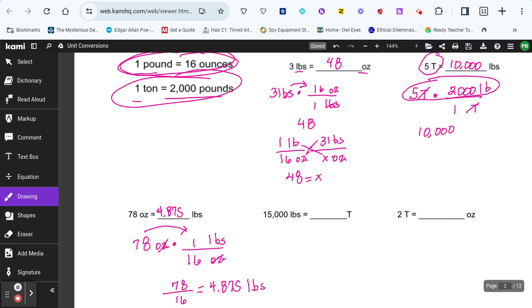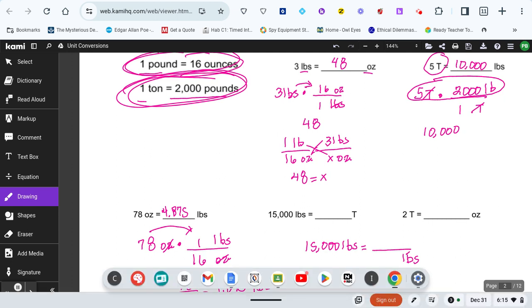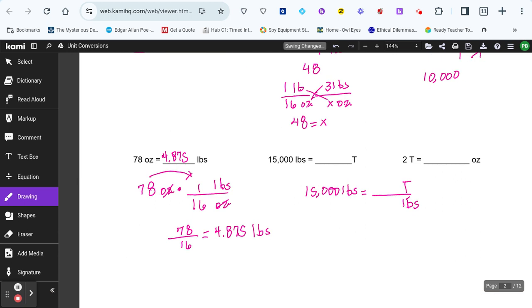Pounds to tons. Well, I'm going to use this one. So I'm going to start off with 15,000 pounds. Pounds is going to go on the bottom, and the ton is going to go on the top. All right, so I know 2,000 pounds.